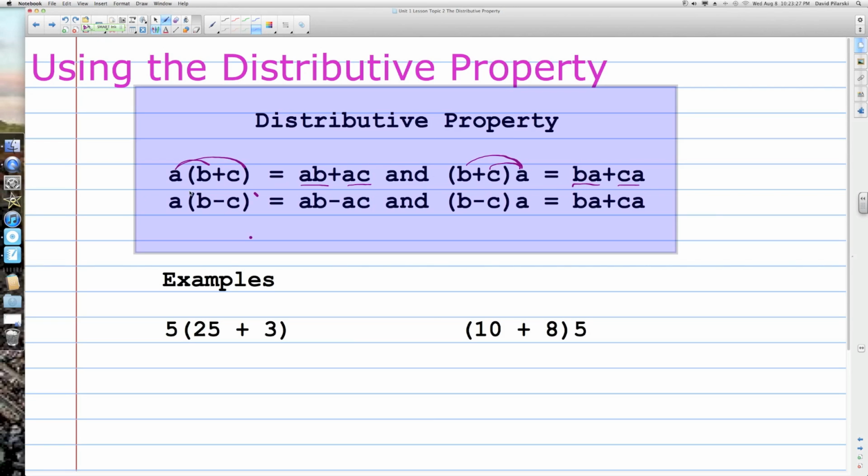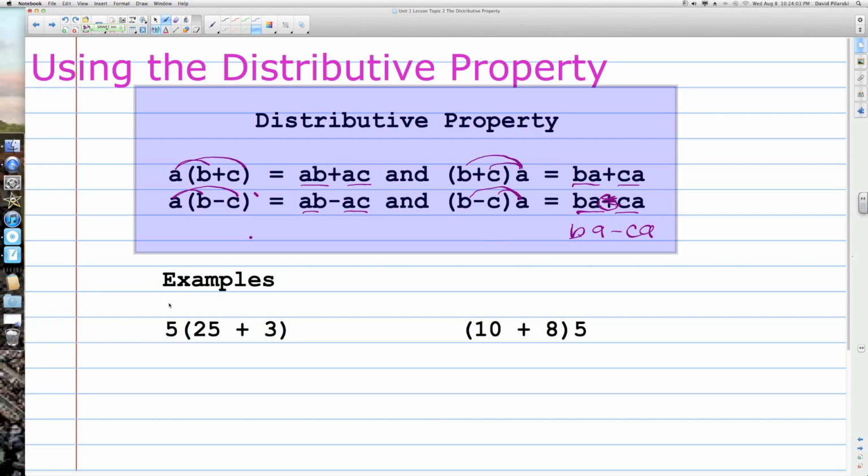Now this works also over subtraction. We can distribute over subtraction, A times B and A times C. So we have A times B minus A times C instead of addition. So this works over both addition and subtraction, and it also works if the number's on the right or the left of the set of parentheses. And this should be a subtraction sign right here, so you should fix that. This should be B times A minus C times A. That should be a minus sign right there, so fix that if you will.